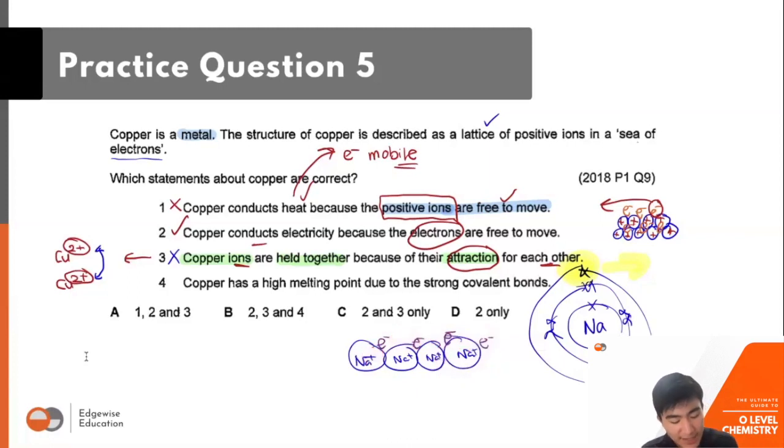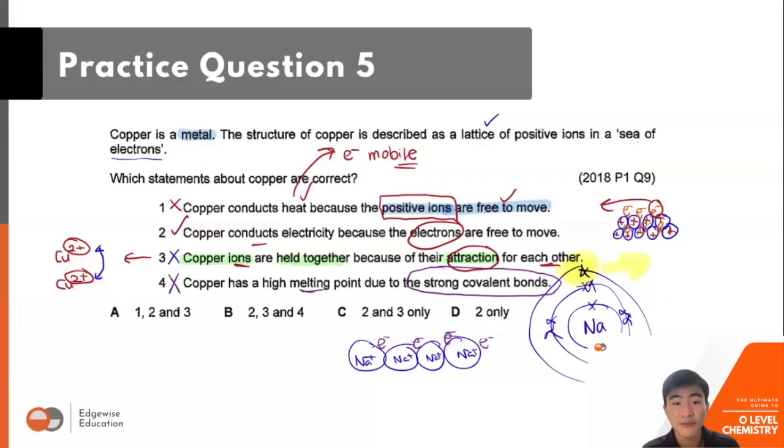Okay. All right. Now, and last one, number 4, copper has high melting point due to strong covalent bond. Is that true or false? Very easy question. Okay, Marilyn, I hope I answered your question. Ion cannot move, electron can move. Okay. Zhishan, I see your answer. Halina, I see your answer. Okay, very good. Sarah, I see your answer. Marilyn, I see your answer. Very good. Excellent. Okay, Andy, I see your answer also. Okay, very good. Last one.